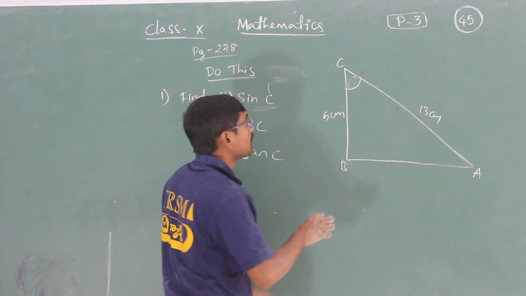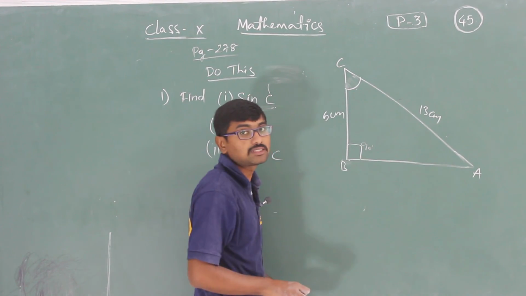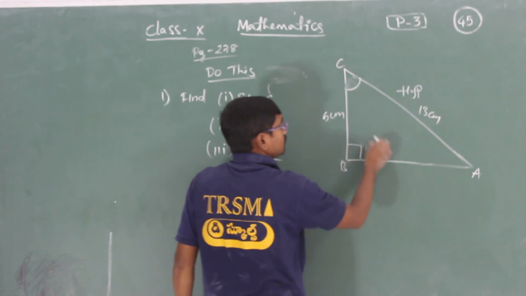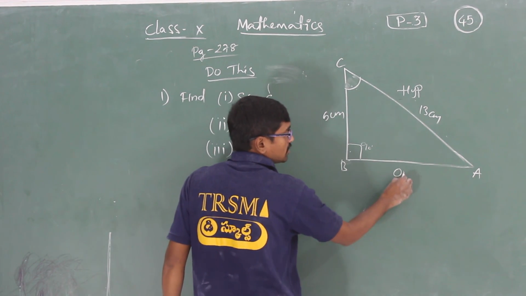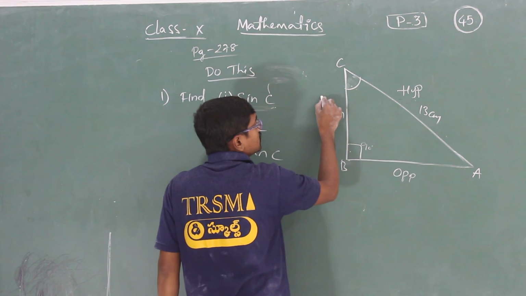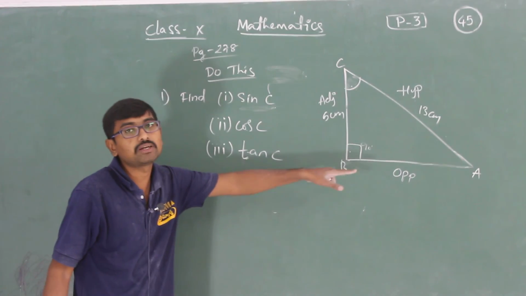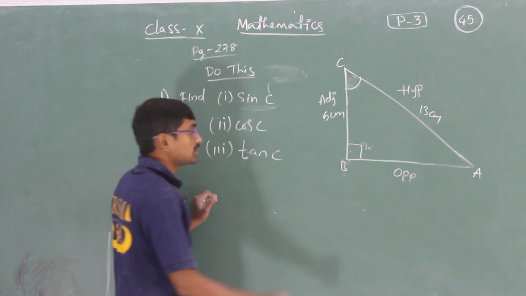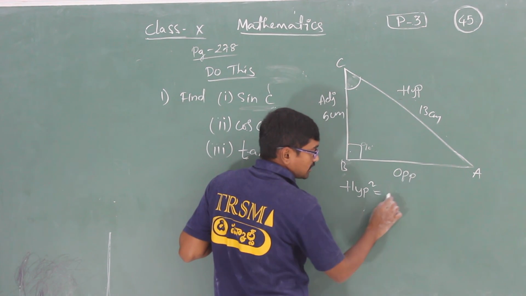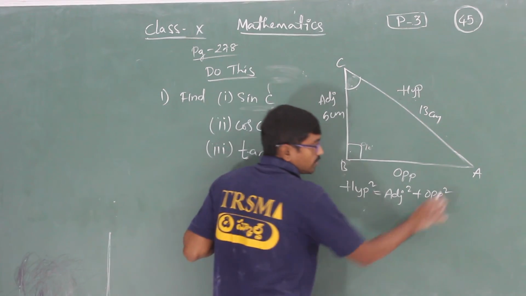Okay, how we can find that? By using Pythagoras formula. Okay, this is the acute angle. Here we have 90 degree. So coming to the sides, naming the sides exactly opposite to 90 degree, this is hypotenuse. Exactly opposite to this acute angle is opposite side, and exactly adjacent to this acute angle is adjacent side. Now by using what we have to find third side? By using Pythagoras formula. So what is the Pythagoras formula? Hypotenuse square is equals to adjacent square plus opposite square.